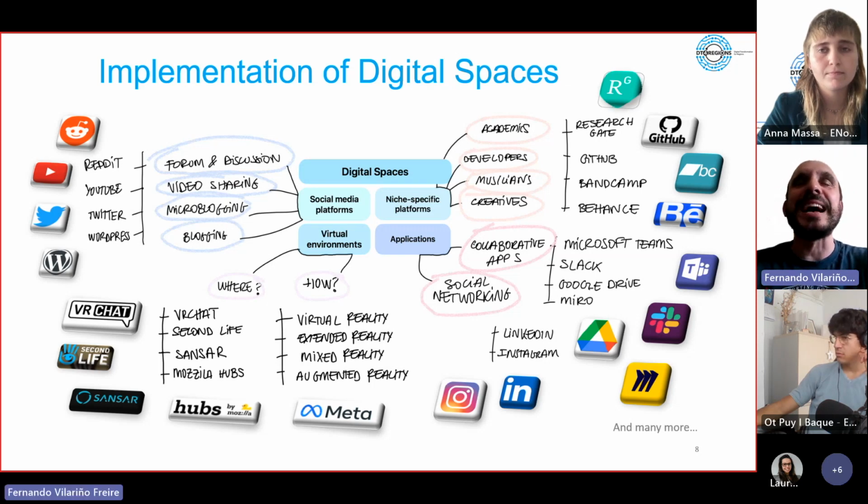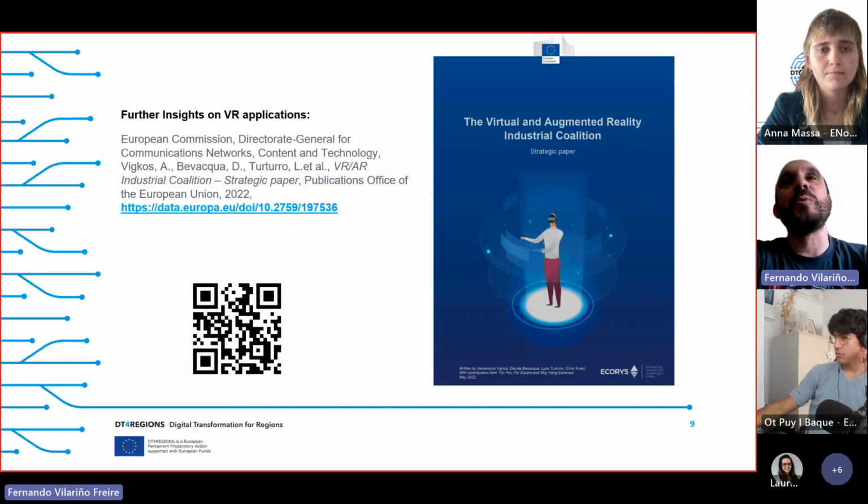And for that reason, I think that now we are advancing in this line, and for those who are willing to advance in the latest approaches, particularly those from the European Commission, I would very much recommend this study in which we are analyzing the virtual and augmented reality industrial coalition strategic paper.